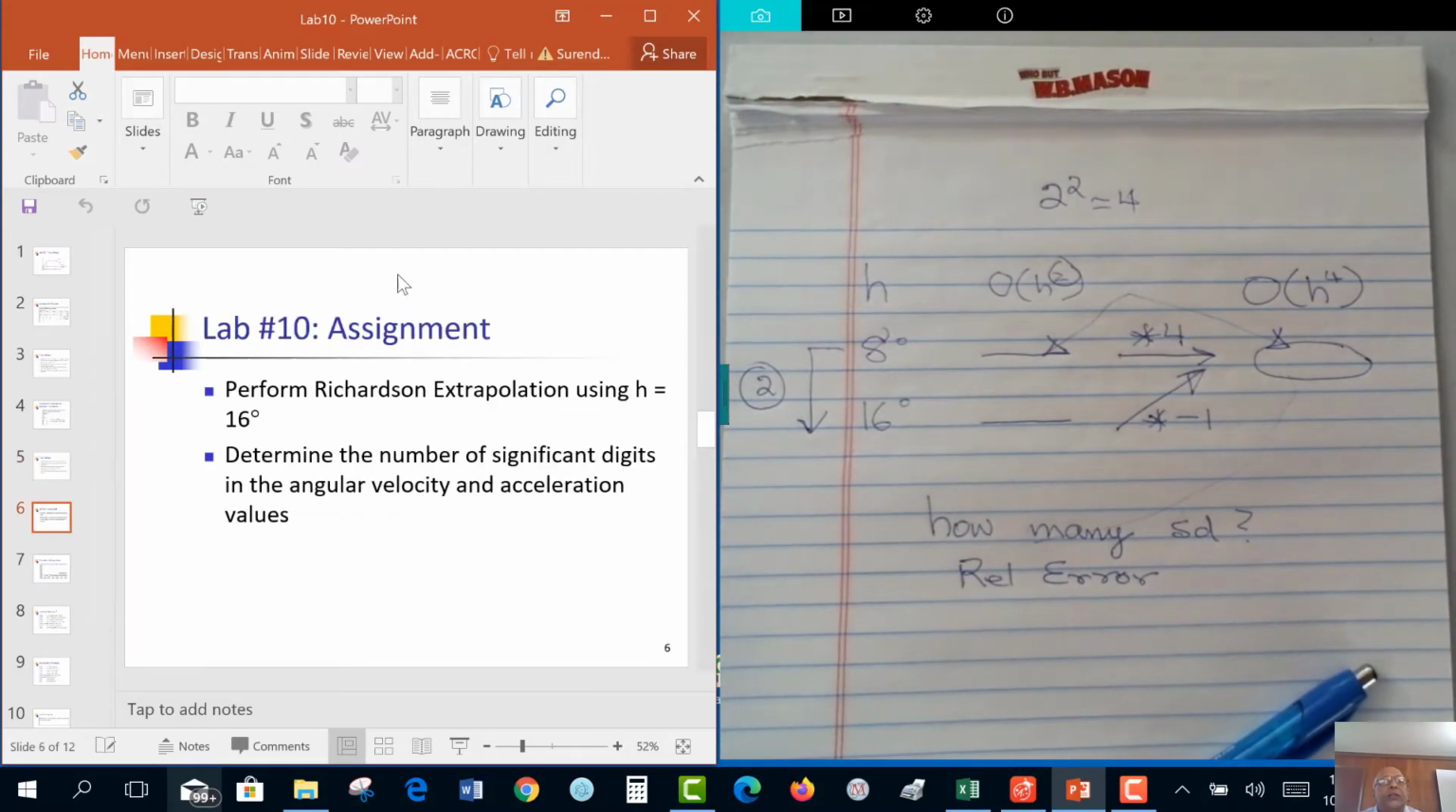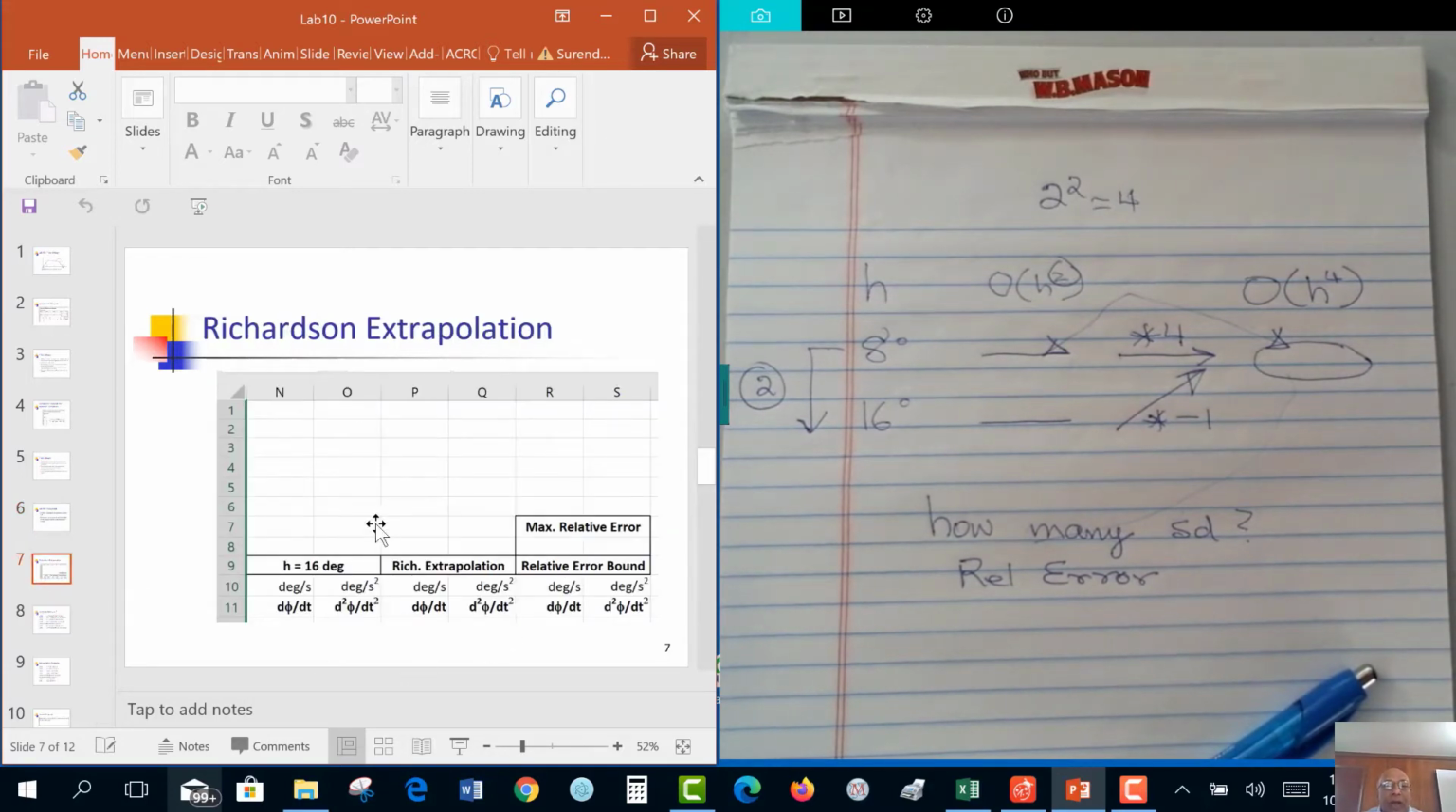Okay, so here is our assignment for Lab 10. You have to do everything I've done for lecture 29, and then you're going to perform Richardson extrapolation using H equal to 16 degrees, and we are going to determine how many significant digits we have in our angular velocity and acceleration values.